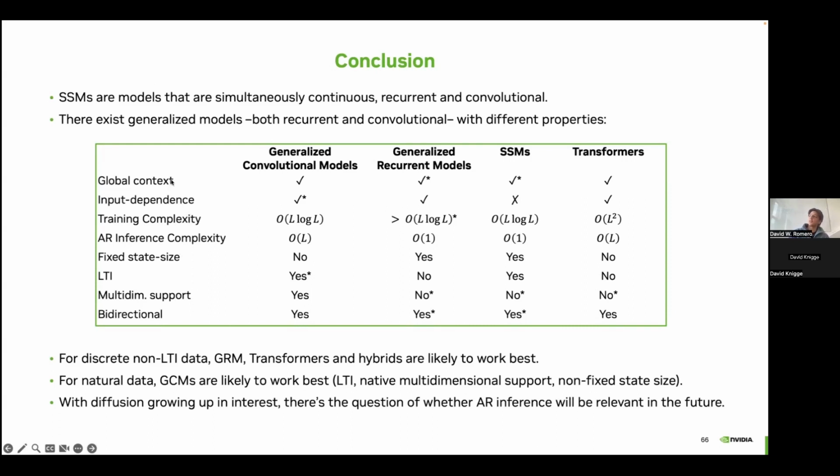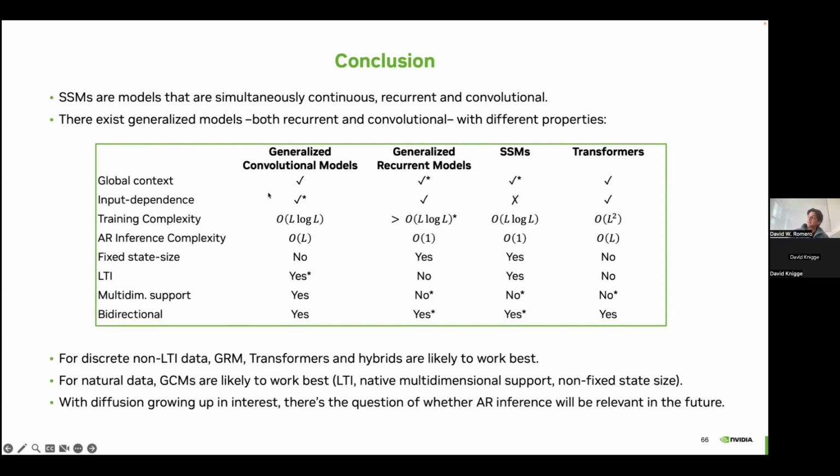In terms of global context, generalized convolutional models and transformers have it 100%, right? Whereas SSMs and generalized recurrent models also have global context, but they have certain limitations here related to the size of the latent space, right? So you would say that they have global context, but you should be aware of this.